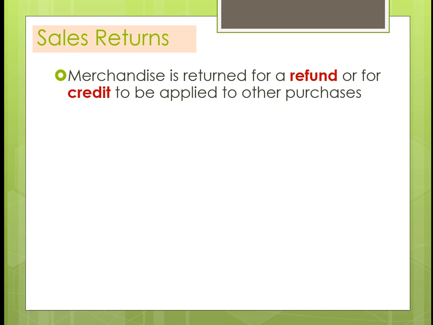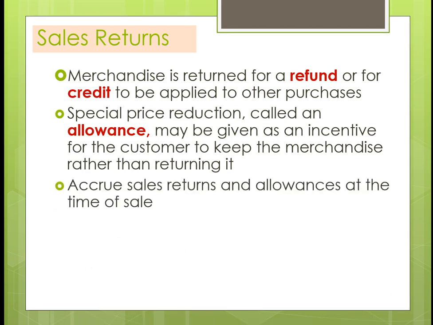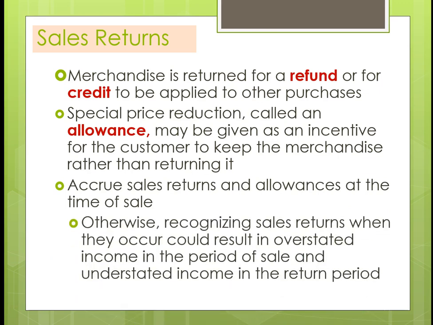Now, sales returns are a little different. Sales returns, merchandisers return for a refund or for credit to be applied to others. Special price reductions, that would be a sales allowance where they say, you don't like the product, why don't you just keep it and we'll give you 20% off the price. That would be a sales allowance. Now, we accrue sales returns and allowances at the time of sale. Otherwise, recognizing sales returns when they occur could result in overstated income in the period of sale and understated income in the return period.